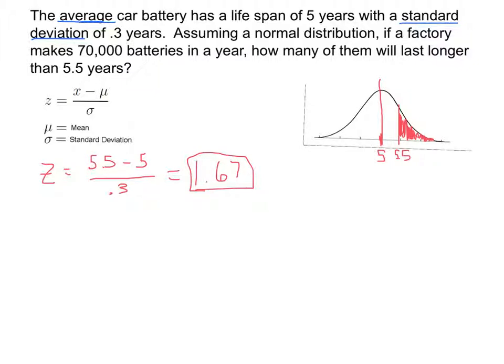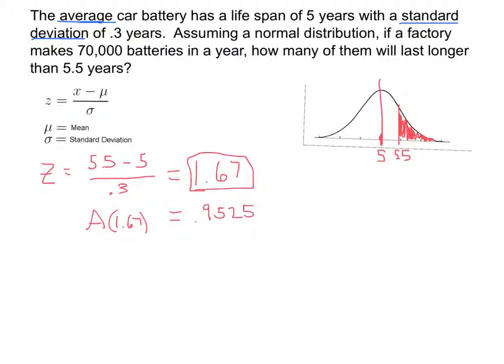Now remember something important. 1.67 is not the answer to the question. This is just our z-score. If you want to then go ahead and find the area, you have to actually pull up a chart, and any statistics book or any test you have is going to give you the area chart based on your z-score. So when we look up 1.67 on our chart, we find that we have the number 0.9525.